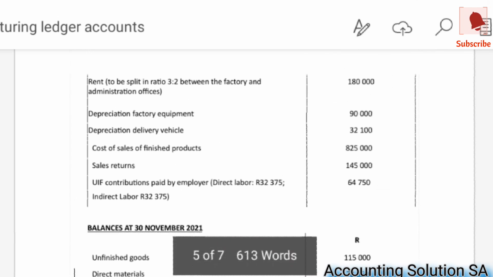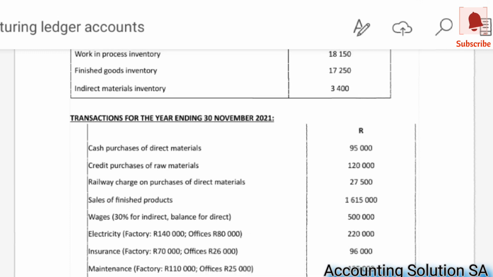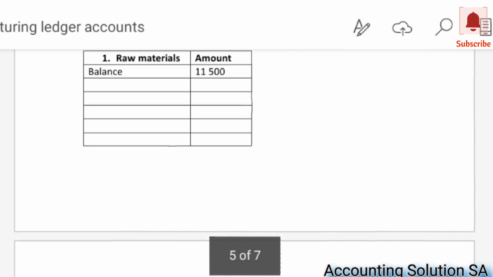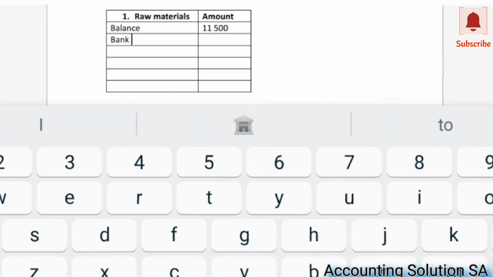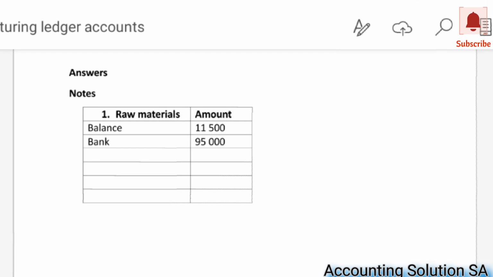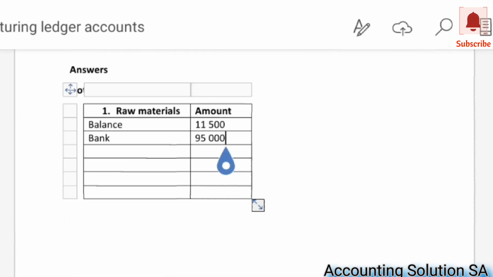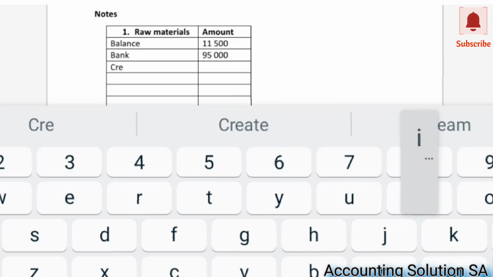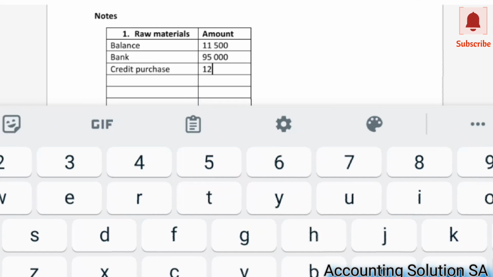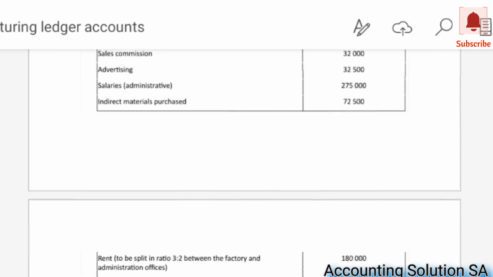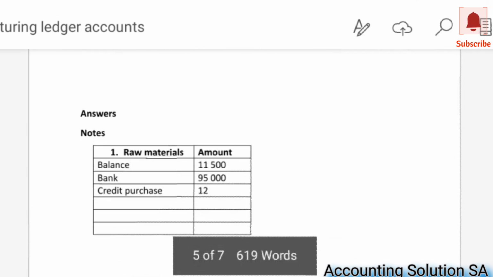Then we have to check if we purchased raw material. Yes, of course, we purchased direct material. We purchased in cash, 95,000, which means that in the description you are going to write bank, 95,000. Another one, we have a credit purchase of 120,000.